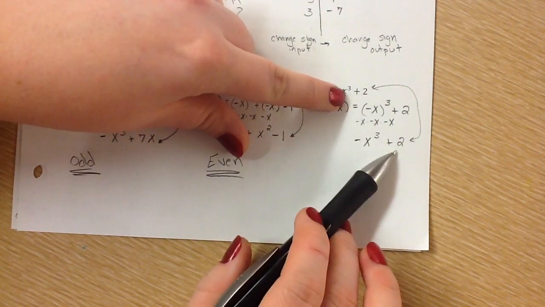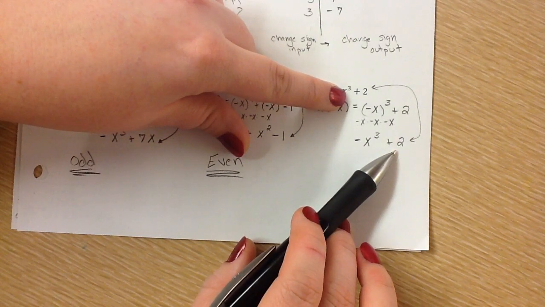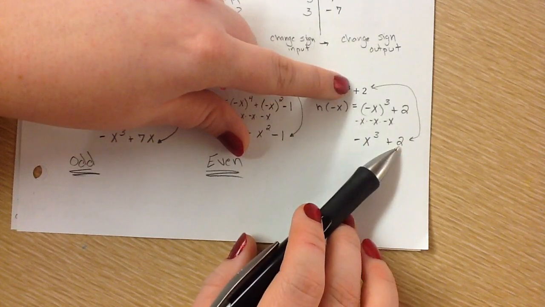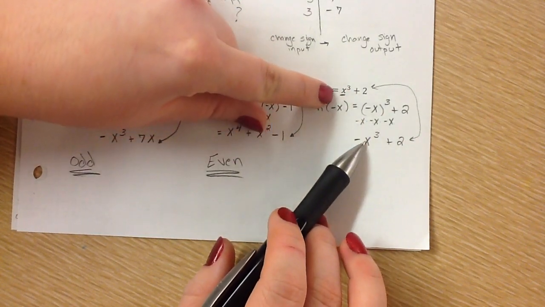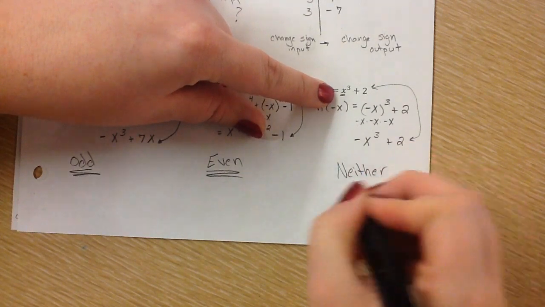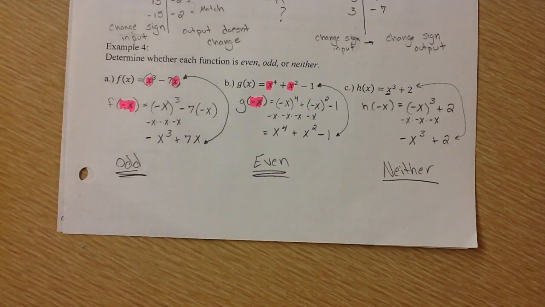The first one did. The second one didn't. It didn't change everything, and it's not all the same, so it's not odd, because one of them didn't change. One of them changed, so it's not even. So that tells me this one is neither. Okay, all right, now get started on some practice.